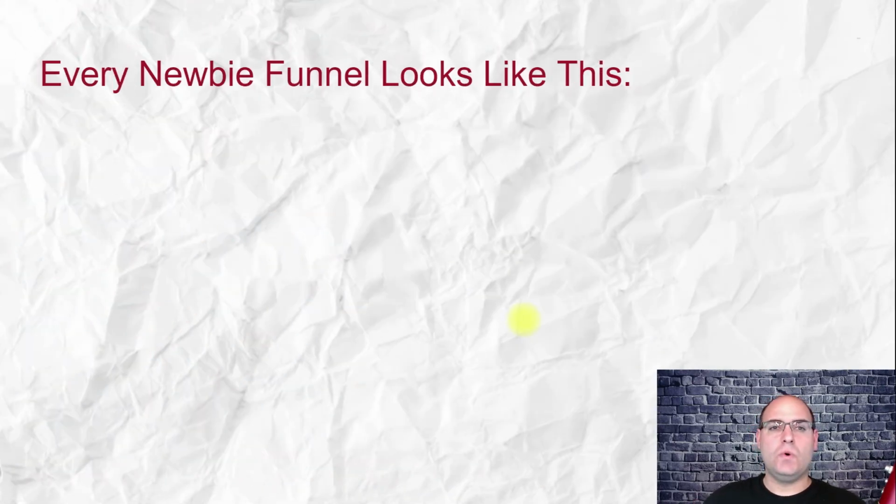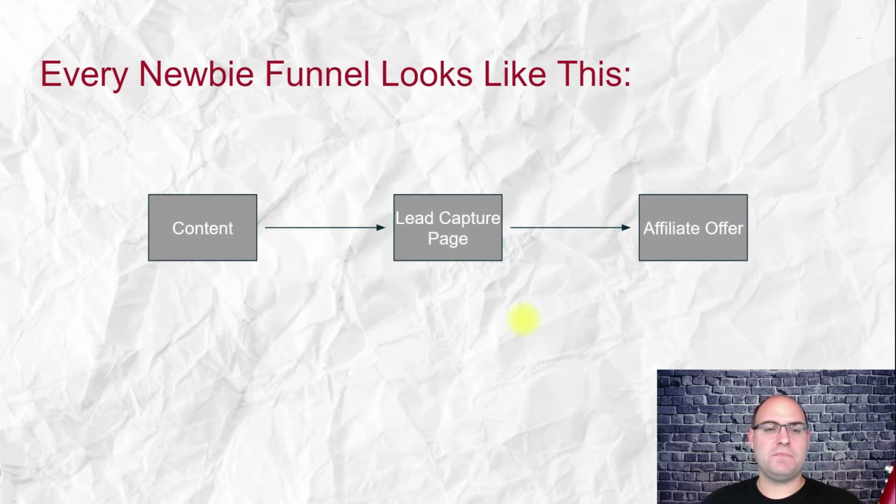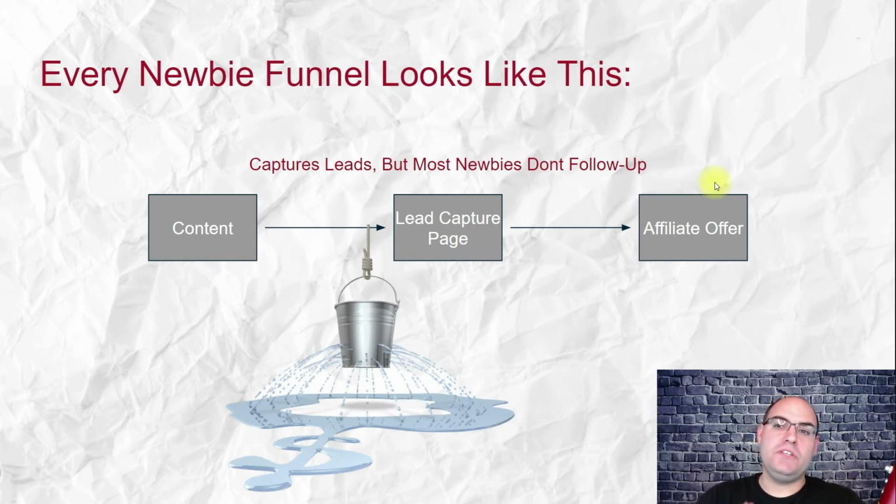Instead, the new marketer will build a funnel that looks like this. This is probably the most basic affiliate funnel that you can actually come up with. Person out there creates their organic content. They actually go through a lead capture page. This is where you squeeze somebody's email address out of them before forwarding them on over to the affiliate offer. However, most newbies don't follow up, and you get a bucket that kind of looks like this. All the rain will fall into the bucket, but because you're not following up, all the water leaks out through a bunch of holes. All right, a lot of new affiliates know that they need to capture leads, but they're not really sure how to do that, so they just kind of build up a list that sits dormant forever.